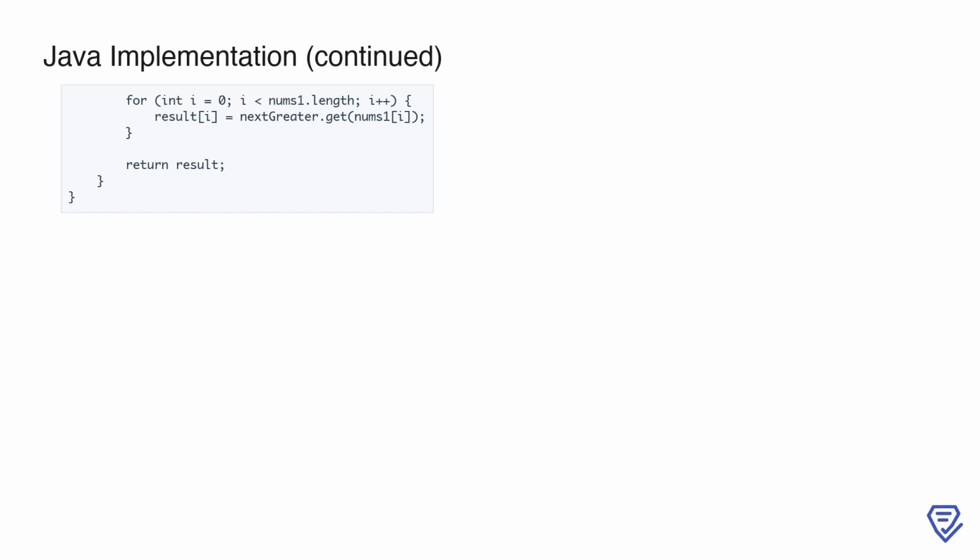the result array. Finally, the method returns this result array, which contains the next greater elements for all numbers in nums1. This implementation is highly efficient, with a time complexity of O(n + m), where n is the length of nums1 and m is the length of nums2, making it suitable for large inputs.